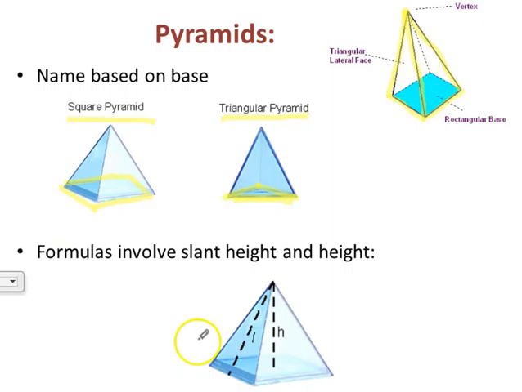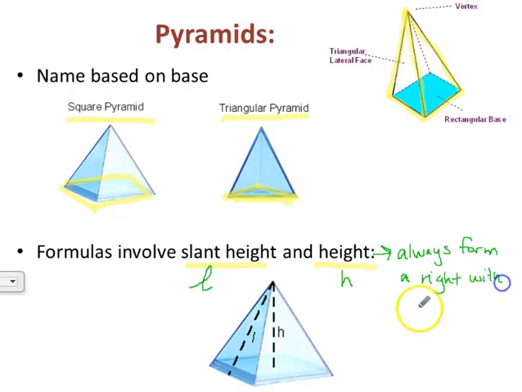A lot of formulas we're going to see today involve a slant length and a height. And I wanted to make sure we all understand what each of those are. Slant length a lot of times is going to be represented with an L, a lot of times a cursive L. And then height, which is represented with H. And what we need to know is that the height will always form a right angle with the base.